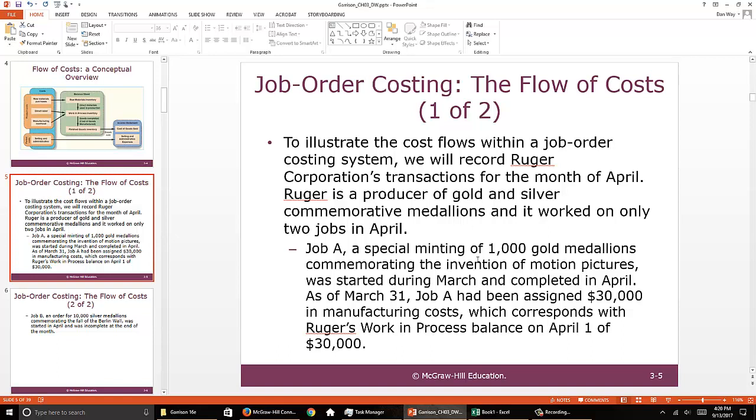So job A is a special minting of 1,000 gold medallions commemorating the invention of some motion pictures. It started during March, finished in April. As of March 31st, job A had been assigned $30,000 in manufacturing costs, which corresponds with the work in process balance we see on April 1st of $30,000. Again, any costs associated with jobs that are not finished as of a particular end of a period are going to be sitting in work in process if we look at the balance sheet.